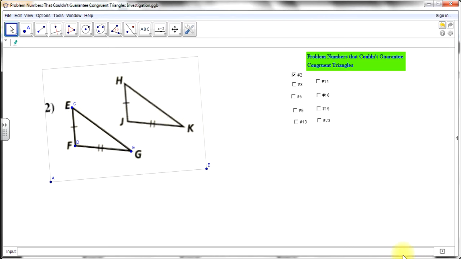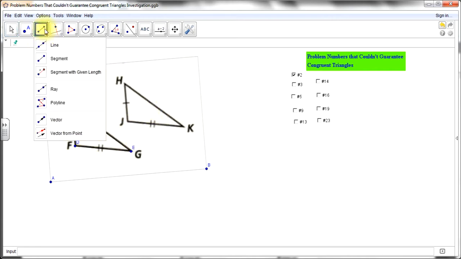Now the next thing we need to do is, even though there is this other triangle in here, I'm going to make another triangle over here in the white space that has a segment congruent to this segment here, and then make a triangle that's not congruent to either of these two. To do that, we're going to use the second segment tool, the segment with given length tool. We can create a segment and tell it what length we want it to be, and we want it to be these segment lengths that we made over here.